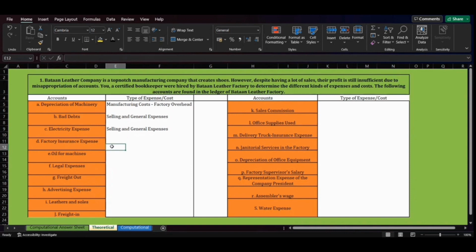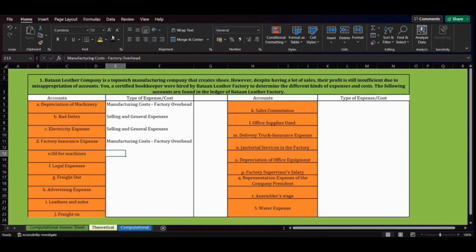Next is the factory insurance expense. Our factory insurance expense is considered a manufacturing cost, factory overhead. This is a manufacturing cost since the factory is used to create the product, but it is not a part of the product. It is considered as indirect or only factory overhead.